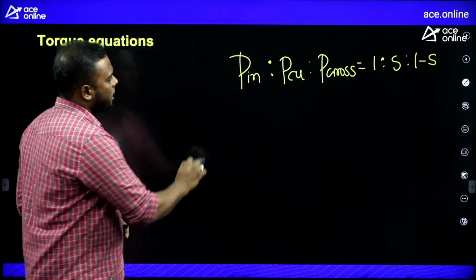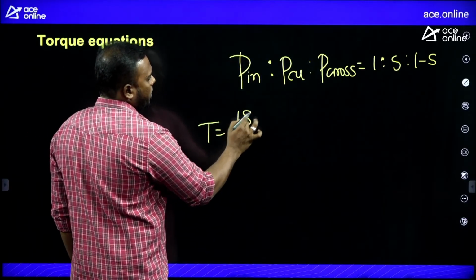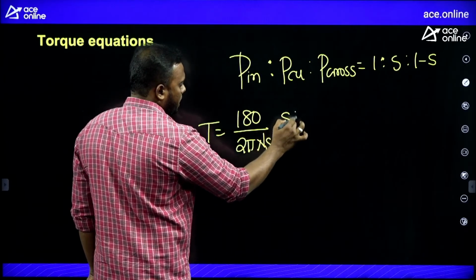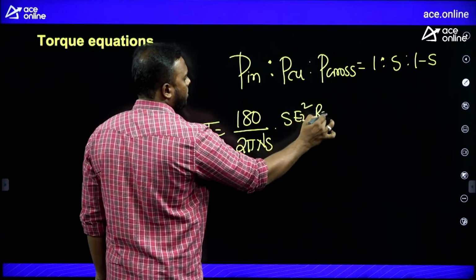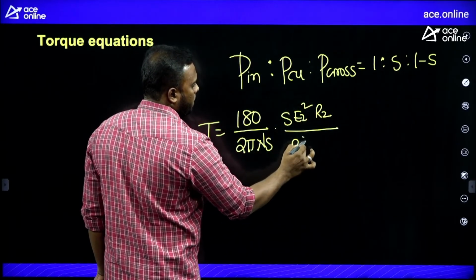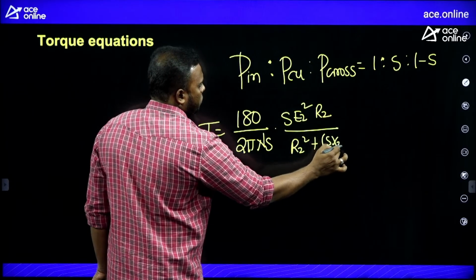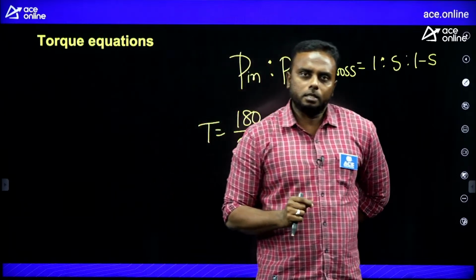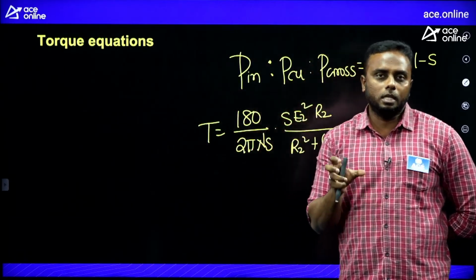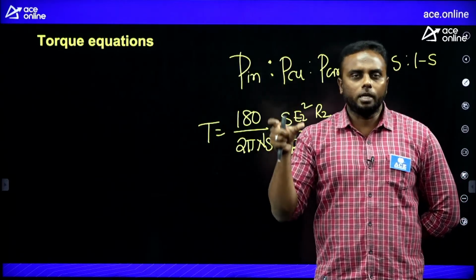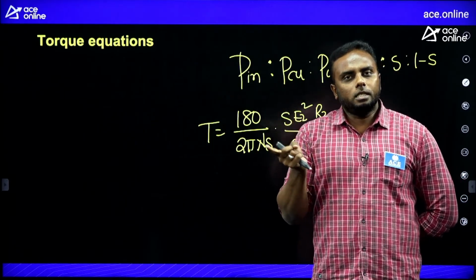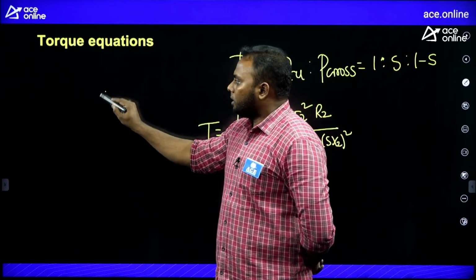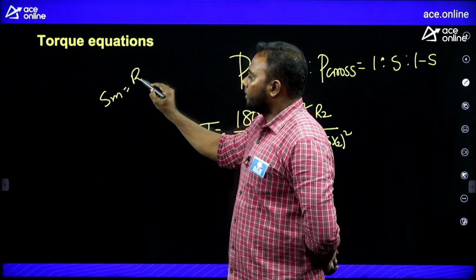And the torque equations. The basic torque equation is T equals 180 by 2 pi Ns into S E2 square R2 divided by R2 square plus S X2 square. Many times questions come from the torque equation: condition for maximum torque is dash. What is the condition for maximum torque? Slip at maximum torque is R2 by X2. Condition for maximum torque is Sm equal to R2 by X2.